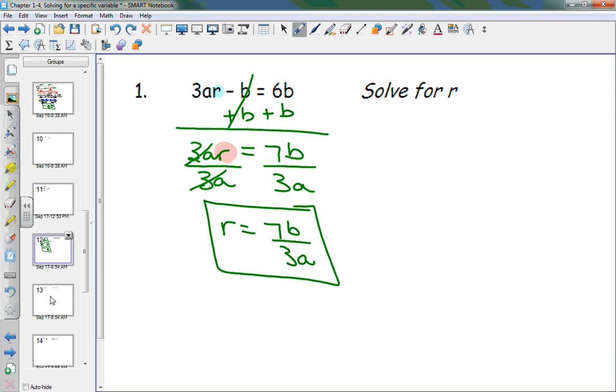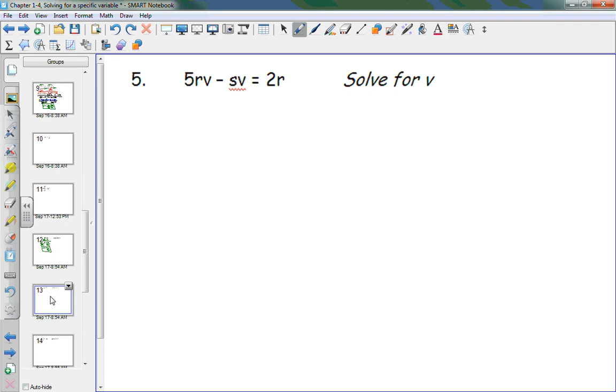Okay. So another one, solve for v. Number 5 on your worksheet. I have two v's. So in order to get rid of my v's, they're on the same side, but I need to do what? Go fishing. So if I go fish, I'm going to fish out what's in common, which is going to be the letter v. If I pull v out of the first term, I'm left with 5r minus an s is equal to 2r.